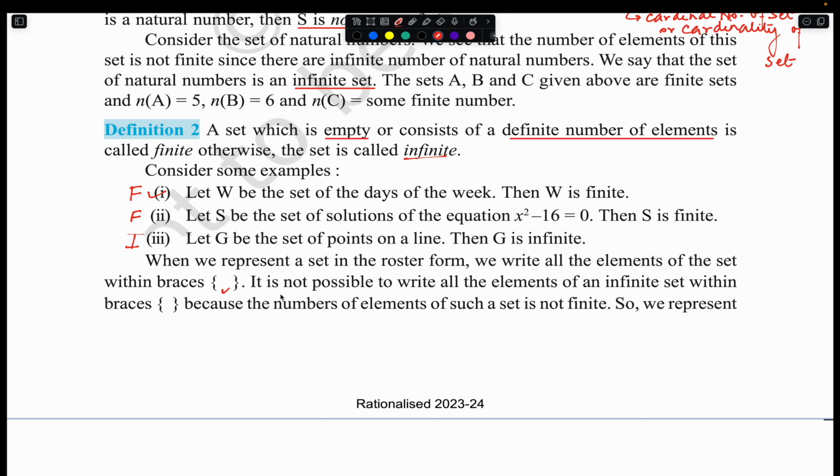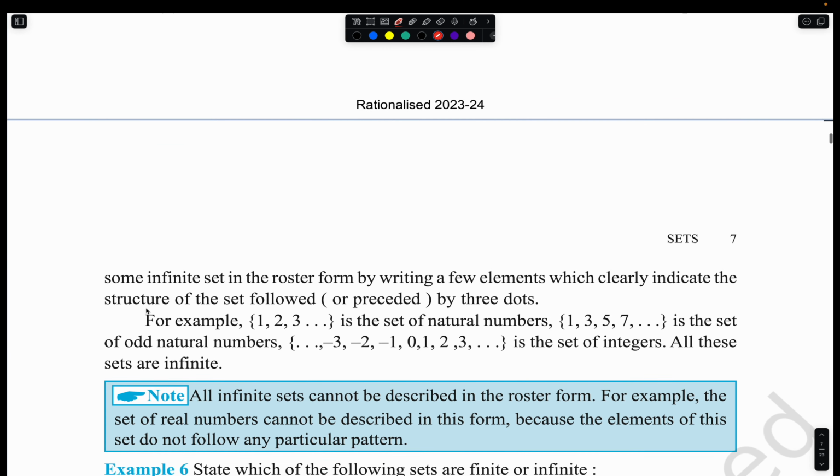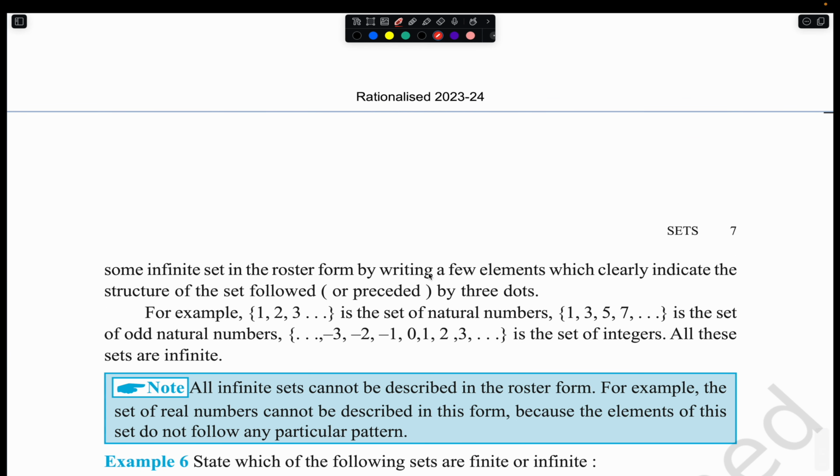This is what we have studied earlier. It is not possible to write all the elements of an infinite set within braces because the number of elements of such a set is not finite. So we represent some infinite sets in roster form by writing a few elements which clearly indicate the structure of the set, followed, or preceded, or followed and then preceded, by 3 dots, right?